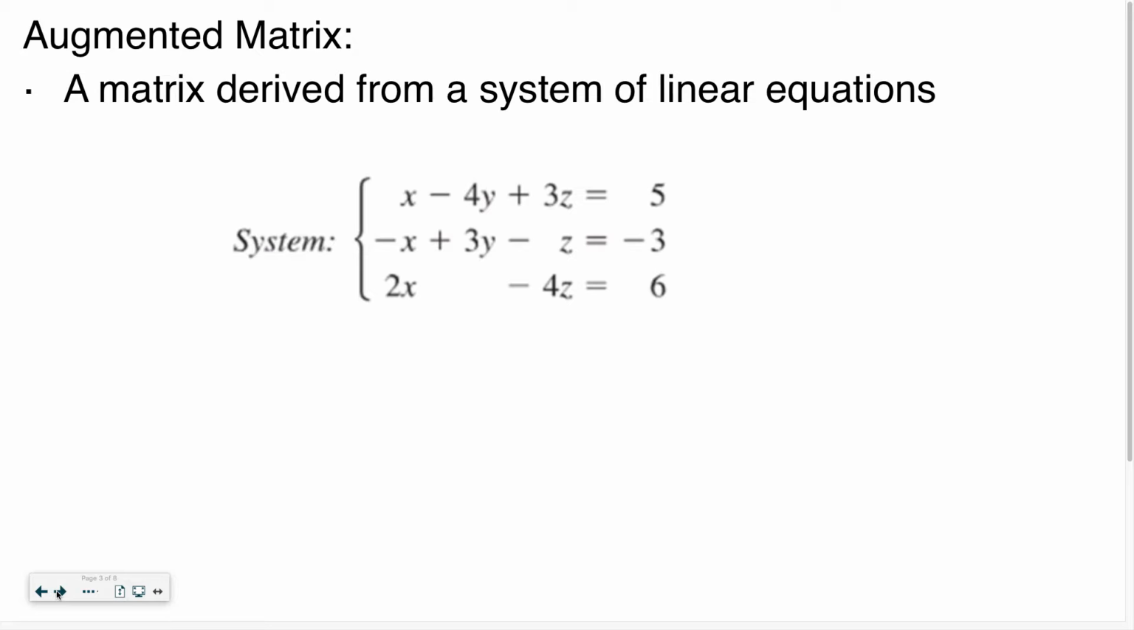Okay, so I've got a 3-variable system here. x minus 4y plus 3z equals 5. Negative x plus 3y minus z equals negative 3. And 2x minus 4z equals 6. I'm going to write it as an augmented matrix. So looking at that system, how many rows do you have? 3 rows. How many columns? 4 columns. 1 for the x, 1 for the y, 1 for the z, and 1 for, I'll call it, your constant. Okay, so we need to make a 3 by 4 matrix.